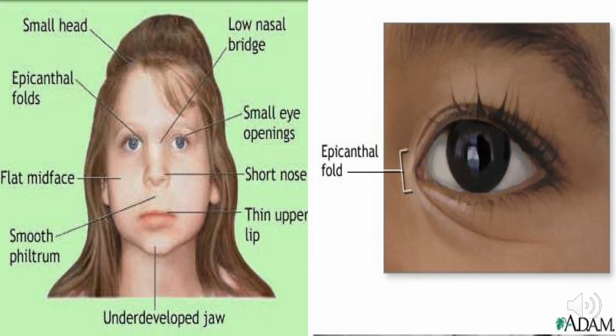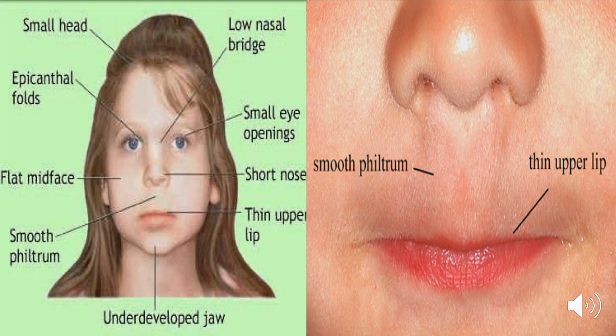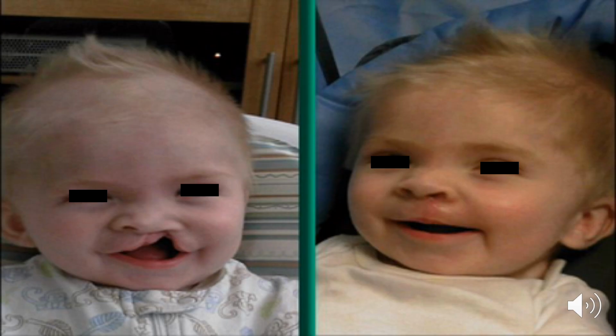And then, take a look at the picture of the normal philtrum and upper lip. Patients with the DiGeorge syndrome will have smooth philtrum and thin upper lip. The left photo is showing you a child with cleft palate, with thin upper lip and low nasal bridge. And then the child on the right photo has a low nasal bridge with smooth philtrum and thin upper lip. And these facial features could be highly suggestive that these children have DiGeorge syndrome.